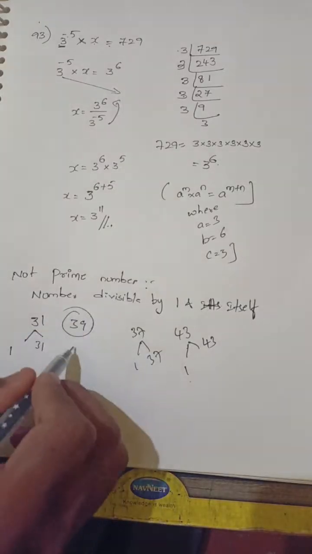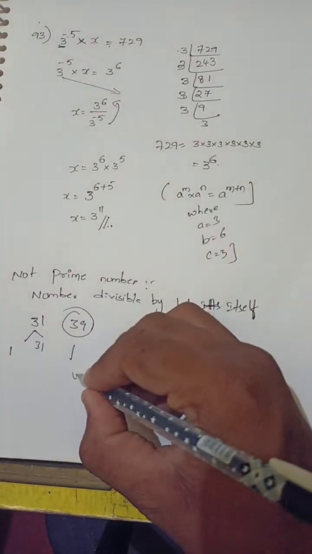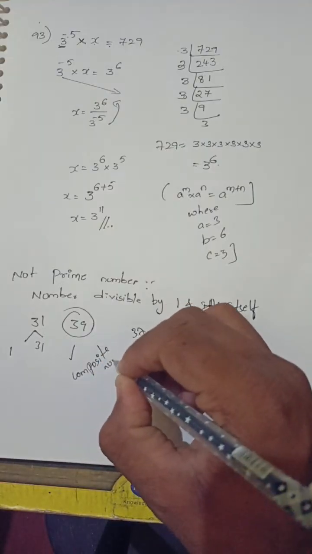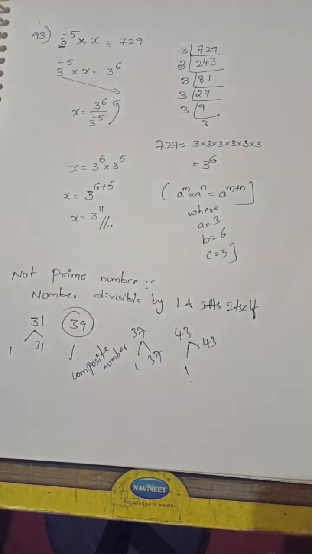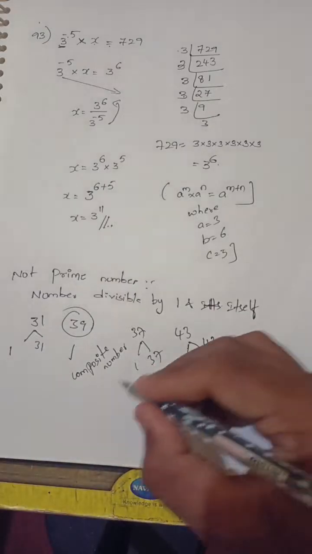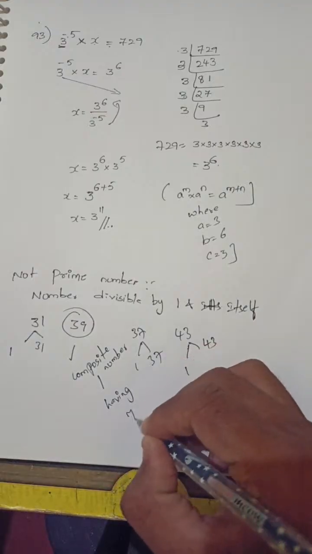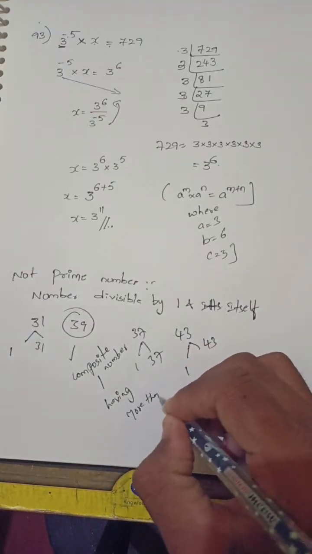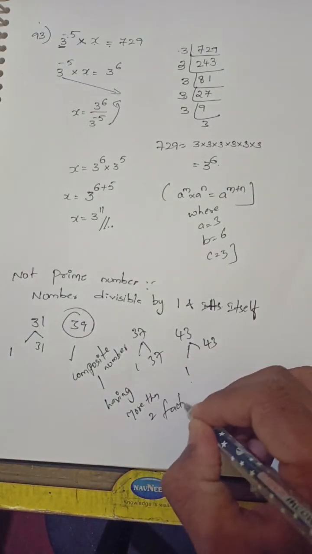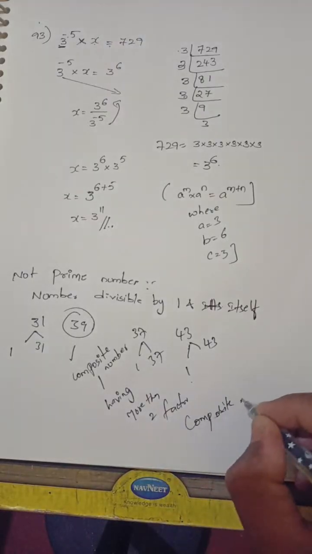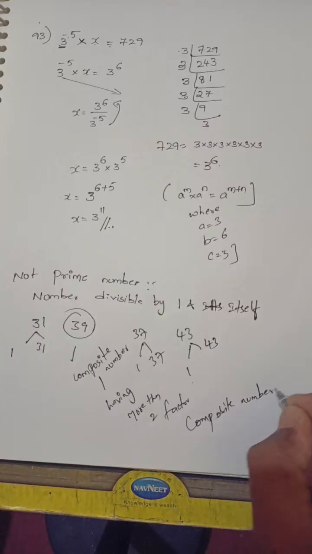39. So 39 is a composite number. 39 is which number? Composite number. What is a composite number? The number which is having more than 2 factors. Having more than 2 factors is called a composite number.